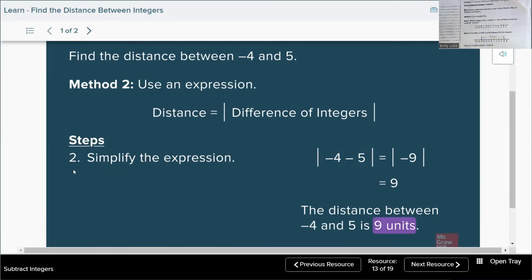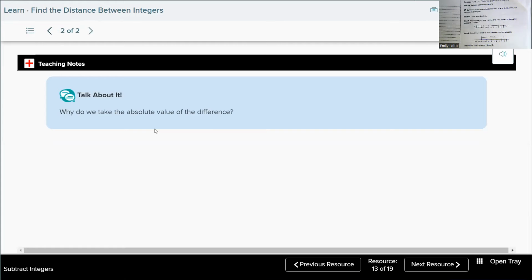So that puts it much more concretely, tells you exactly what to do. So that's kind of nice. So now, why do we take the absolute value of the difference? Because we're talking about distance. Distance is never negative, right, Elijah? Yeah, stay with us, dude.